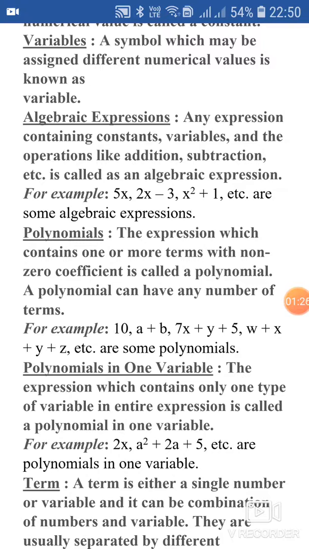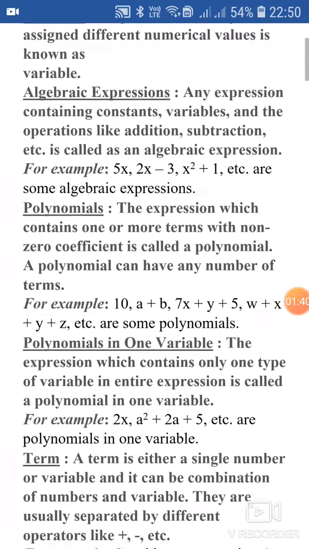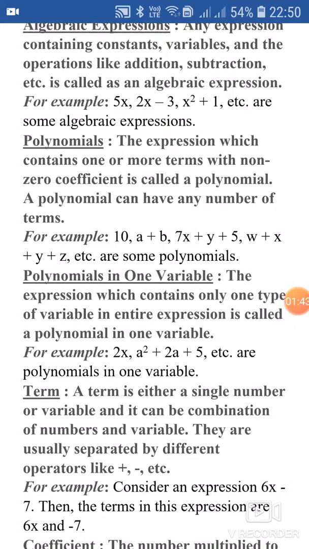You have discussed this in your lower classes: if one term is there, it is a monomial; two terms, a binomial; three terms, a trinomial; and three or more terms, a polynomial. That is given below in this worksheet also. You can just go through it and see.